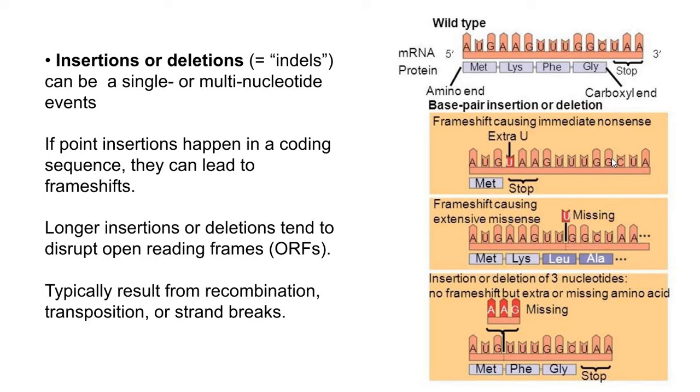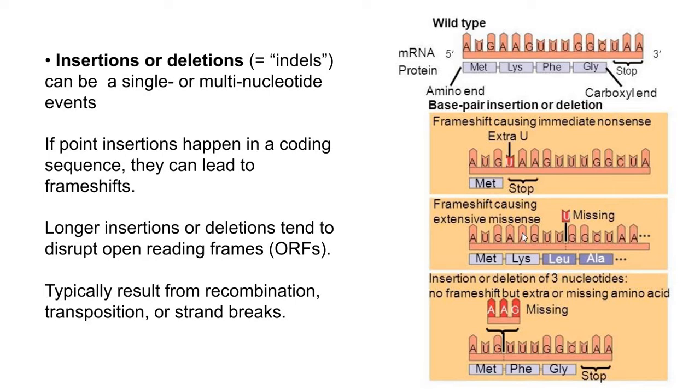So here in this example, this is a wild type sequence. This codes for a protein that has methionine, lysine, phenylalanine, and glycine, and then a stop codon. But if a mutation happens in it, for example here there is an extra U inserted after AUG, what will happen is that the codon will be read as UAA, which is a stop codon, so that will lead to a frame shift and insert a stop codon here. So this is a nonsense mutation.